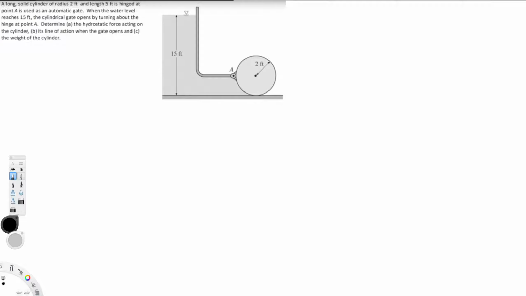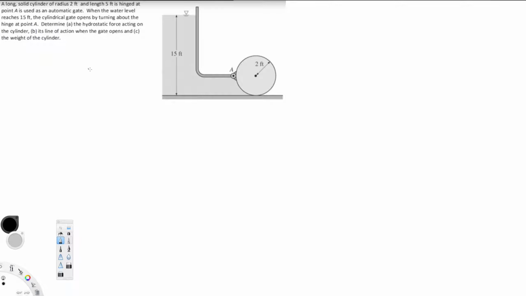So the hydrostatic force acting on the cylinder and its line of action, and also the weight of the cylinder. So let's see how we can find it. First of all, they are asking to find the hydrostatic force acting on the cylinder. So let's see how we can do this.